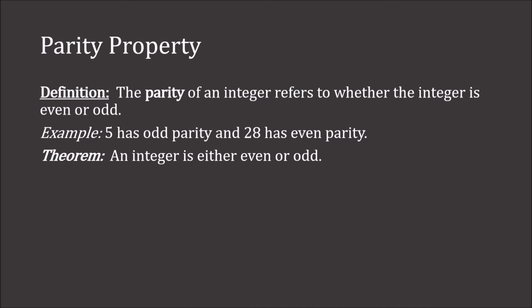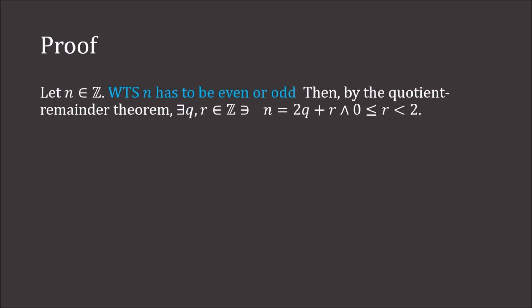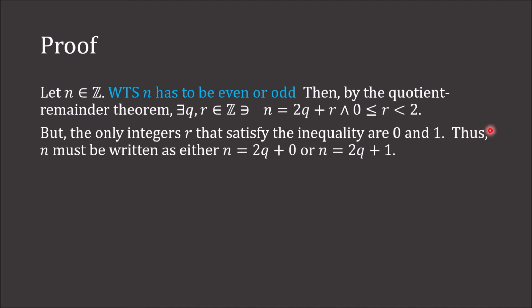So we're going to go ahead and prove the parity property. So let n be an integer. We must show that n is either even or odd. But the Quotient-Remainder Theorem states that there exist integers q and r such that n is 2q plus r, and 0 is less than or equal to r, which is less than 2. However, the only integers that satisfy this inequality are 0 and 1.